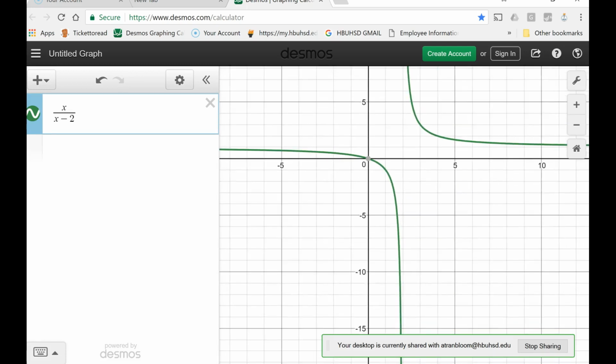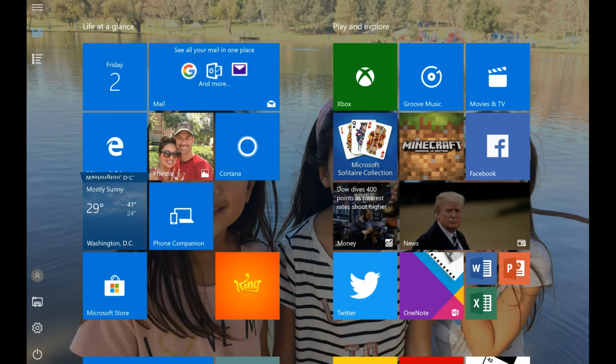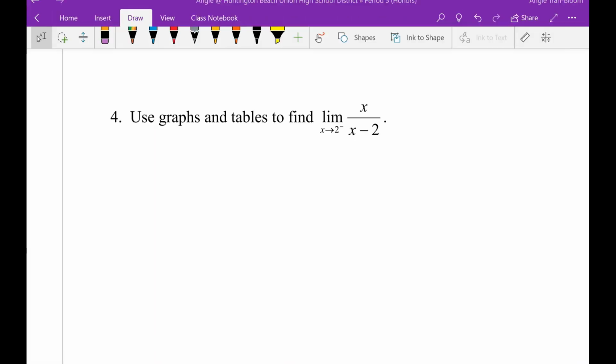Okay, so here it is, right? So x equals 2 coming from the left. What's happening to the height? Going down. All right, so that is definitely negative infinity. It's the answer based on your graphing calculator. So if that's on the calculator portion, just write the answer and done.